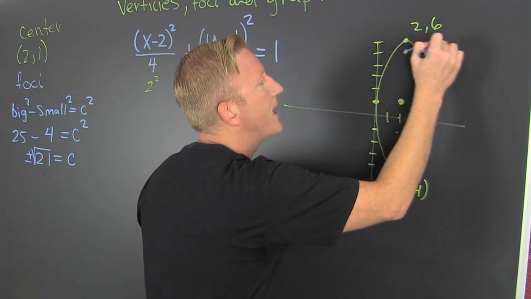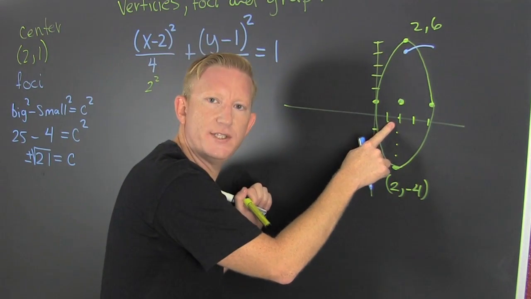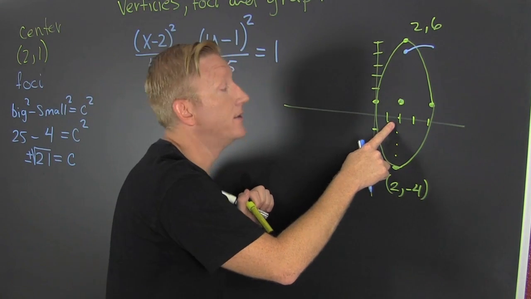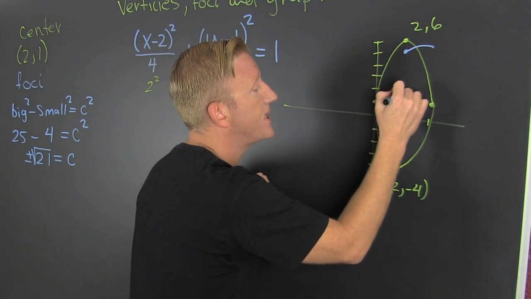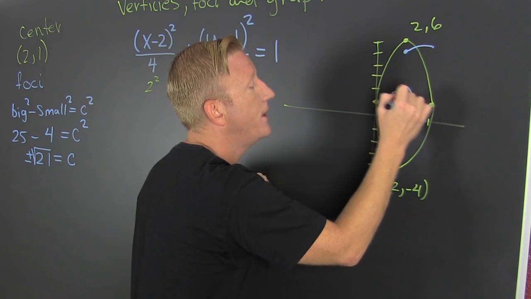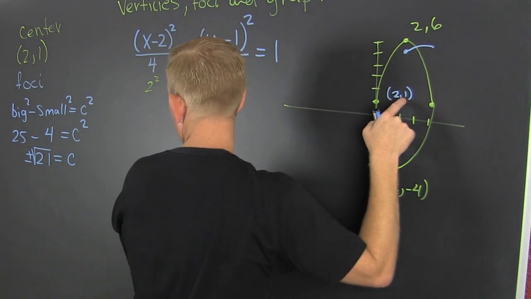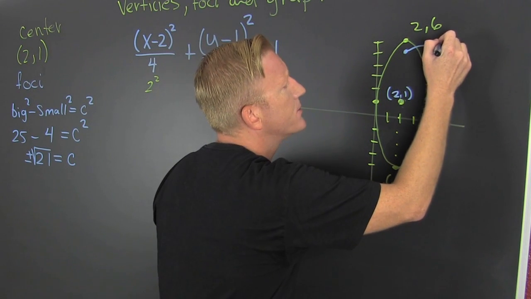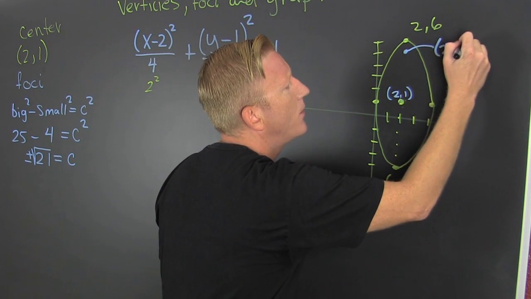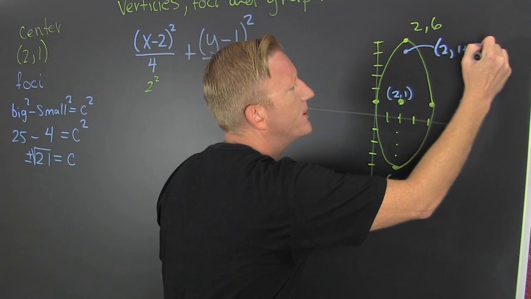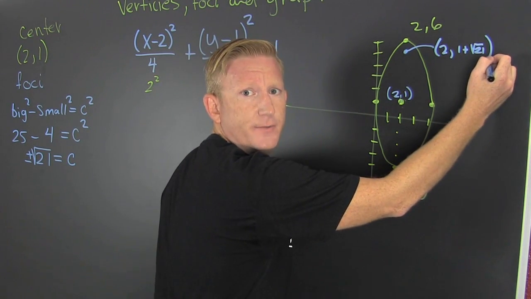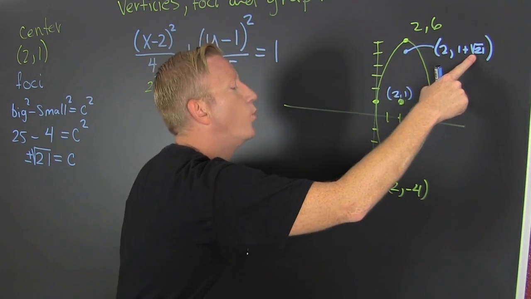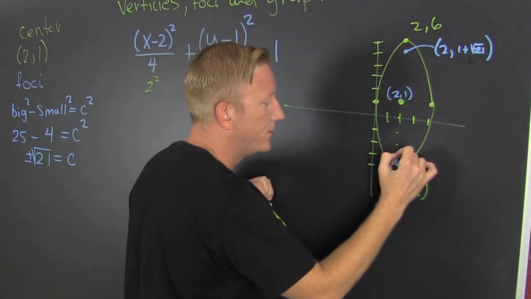Let's label that point. Are we changing the y or are we changing the x? We're changing the y. So we take our center, which is at 2, 1, and we're adding the square root of 21 to it. So this is 2, 1 plus the square root of 21. Is that still in view? It's still in view, because we're changing the y value. And then we want to go down.